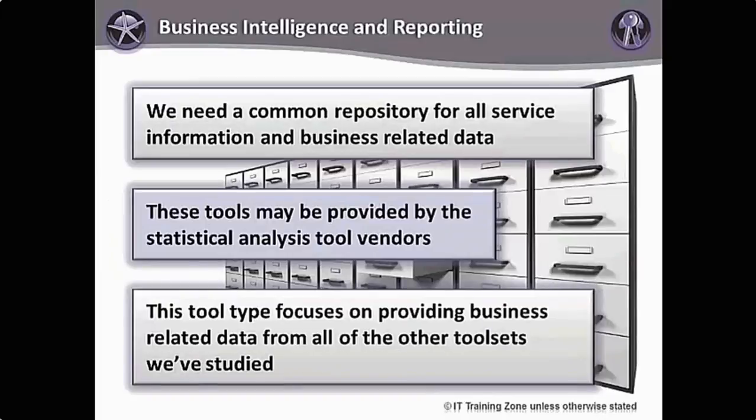We also need tools to provide business intelligence and reporting. We discussed statistical analysis tools which capture service-related data and place into a single repository. But we also need a common repository for all service information and business-related data. These tools may be provided by the same vendors as the statistical analysis software. However, the focus of this tool type is on providing business-related data from all of the tool sets, representing a guide to direct the activities of IT as a whole in support of the business customer.